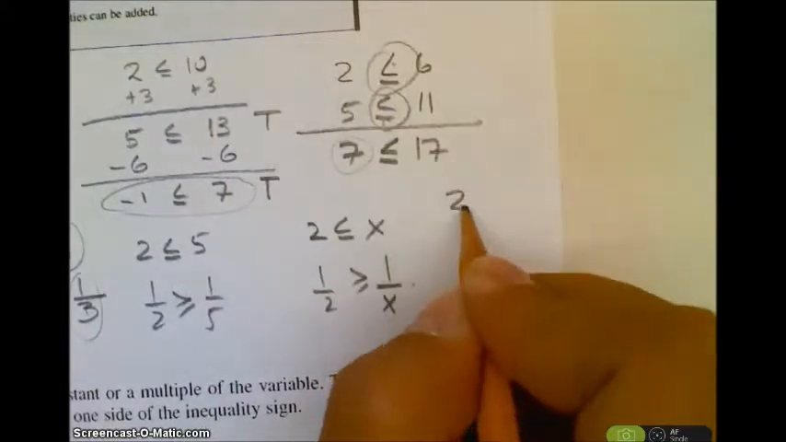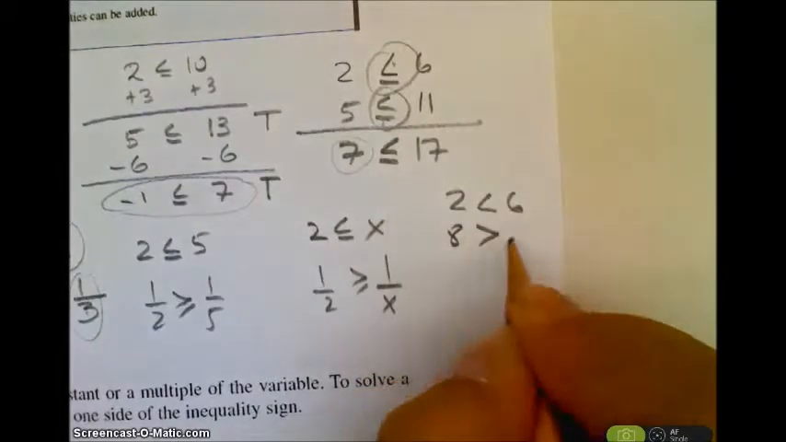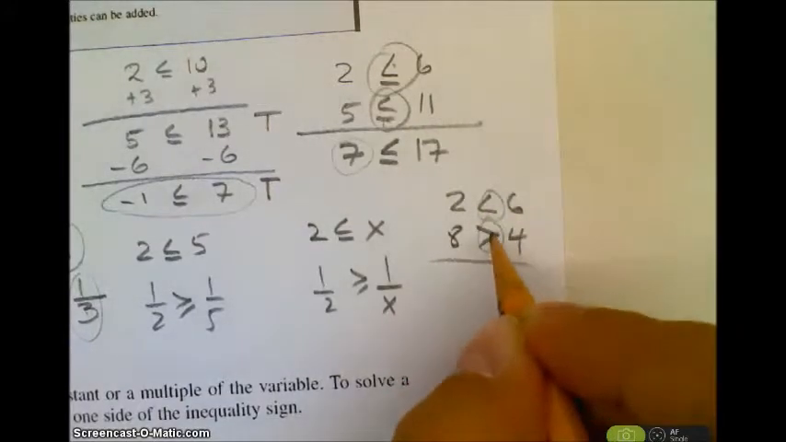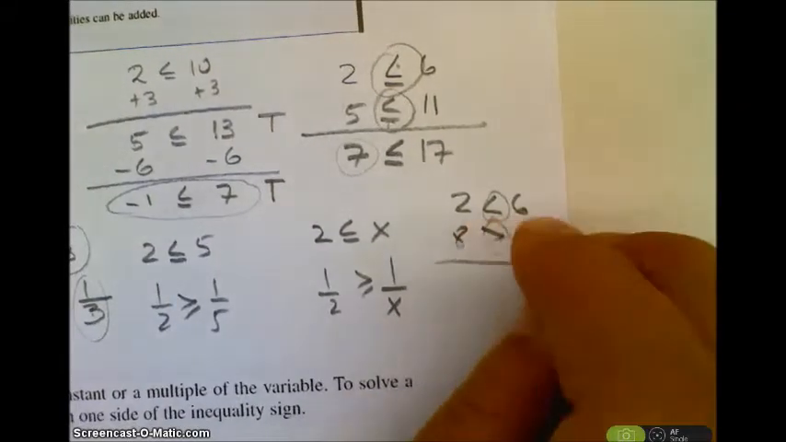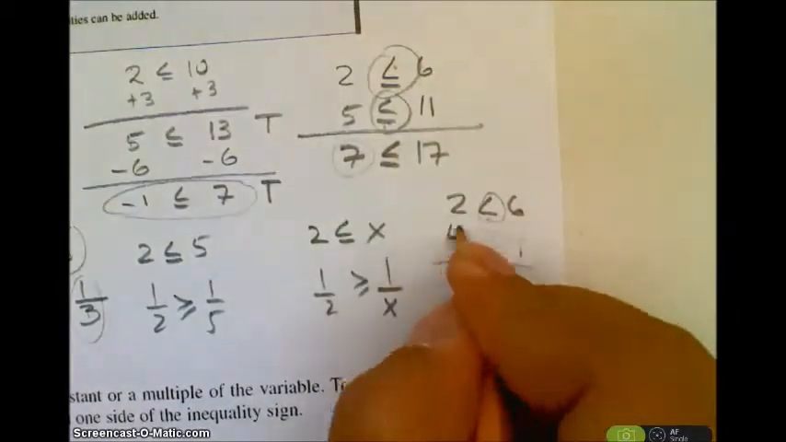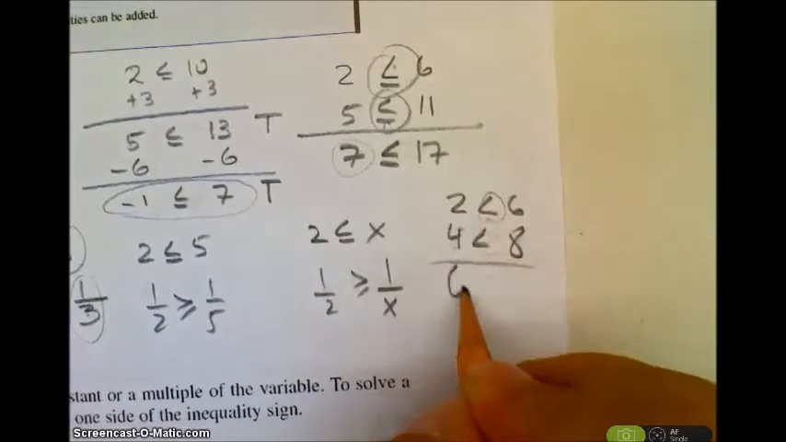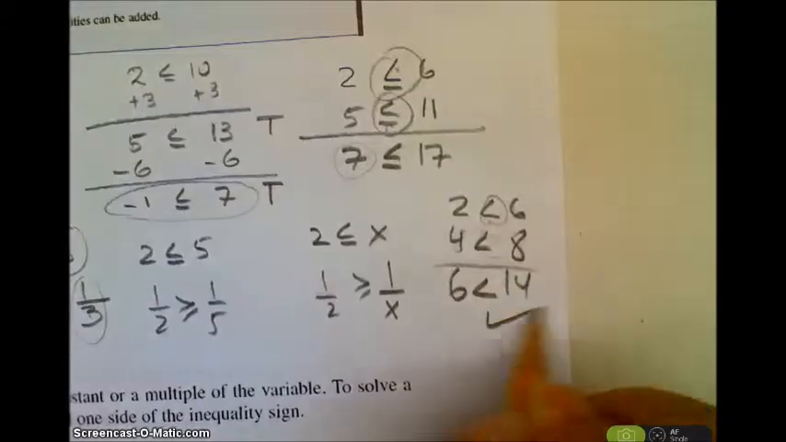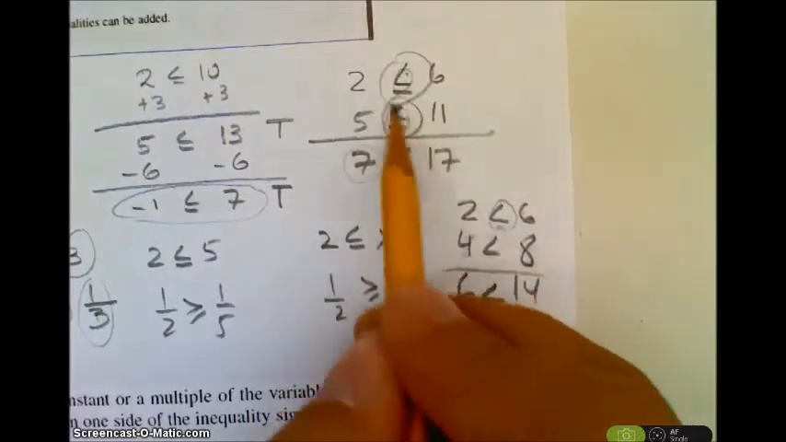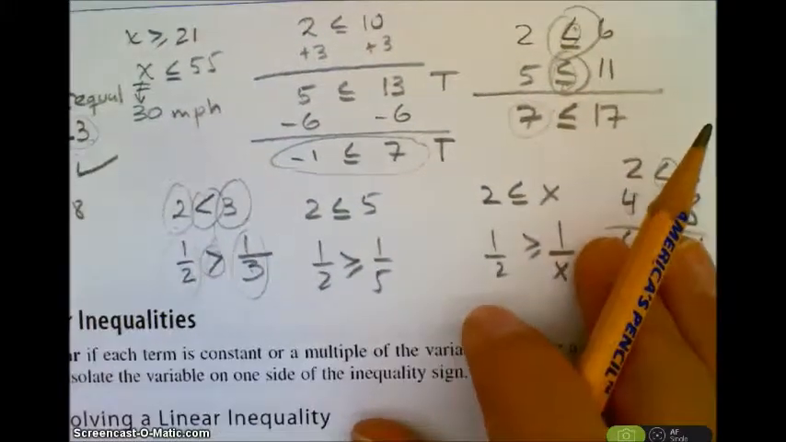If I have 2 less than 6 and I have 8 greater than 4, I cannot add these 2 because these 2 are not matching. I'm going to have to rewrite one of them. If I know 8 is bigger than 4, that's the same as 4 less than 8, and then I can go ahead and add. This will be 6, this will be 14, and this will be true. So make sure that when you're adding inequalities, it has to have the inequality in the same direction.